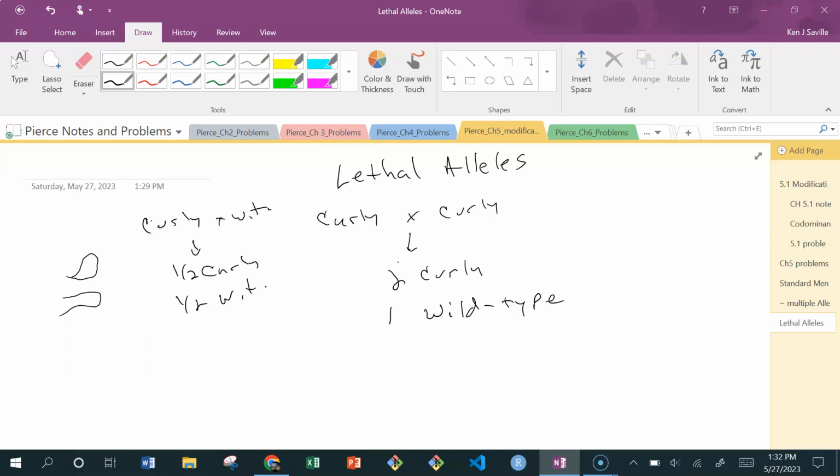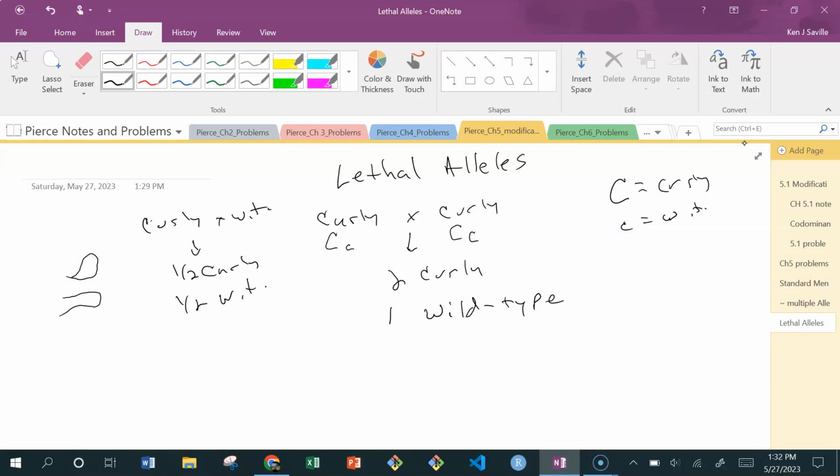So that means we'll just use C for curly. So that means that big C and little c cross to big C and little c. It's a monohybrid cross, so it has to be two heterozygotes crossed together. That's what a monohybrid cross is. So we say C equals curly and little c equals wild type.